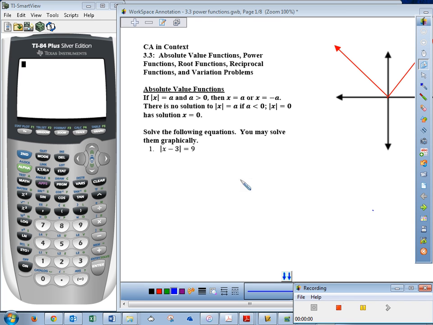3-3 in college algebra, solving some absolute value functions is what we'll start out with. Remember, absolute value means whatever's inside of here, who cares, has to come out positive, right? The absolute value of something will come out positive. They are asking us to solve some absolute value equations.